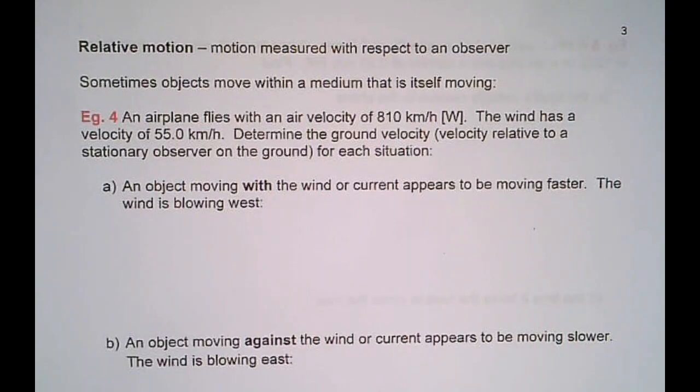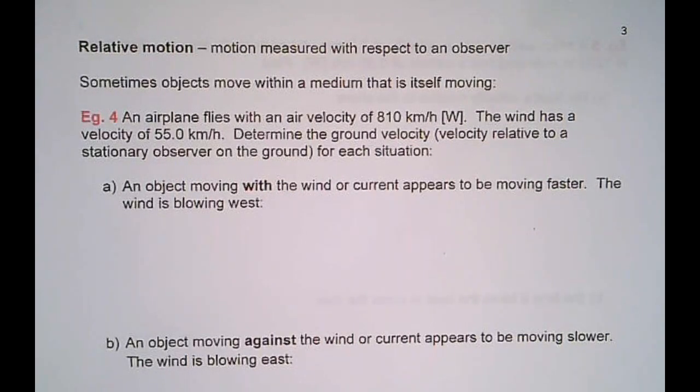In the next example, we talk about relative motion. So what relative motion is, it's the motion measured with respect to an observer. This goes back to our first unit when we talked about relativity. So some objects move within a medium that is itself moving. This is like when you're swimming through a stream and the stream has a current.